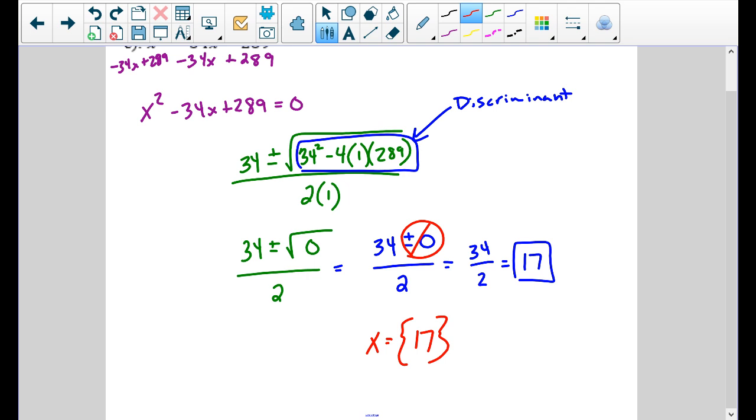Okay, so 17 is our solution there. All right, you can see your homework down at the bottom right for 6 worksheet A. And tomorrow we'll take a look at that discriminant, a little bit more information on what we can gather from looking at that and that value.